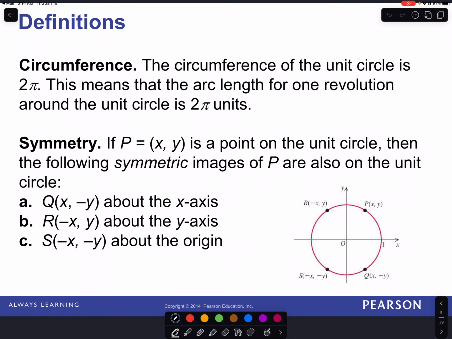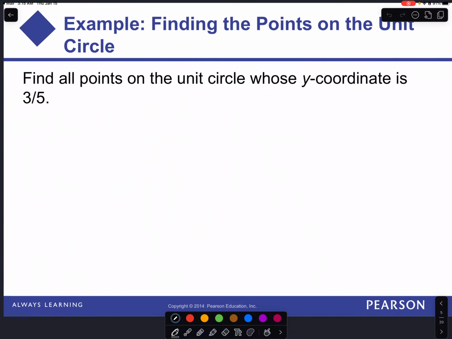One thing you'll start to notice is that if you get a point in quadrant 1, then you reflect over the y-axis, we get a point in quadrant 2. We reflect over the x-axis, we get a point in quadrant 4. And if we reflect about the origin, we get that point in quadrant 3. Anyway, let's keep moving.